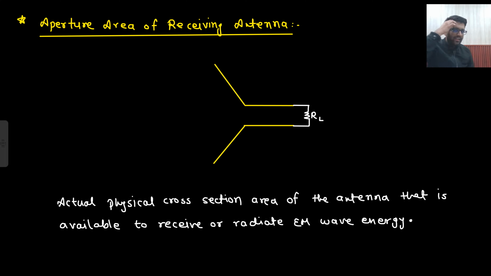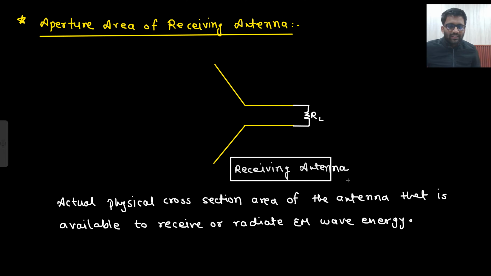So what do you mean by aperture area? This is your receiving antenna. Okay, whatever the spelling is, receive. I teach aptitude as well, so my vocab has to be strong. But in aptitude, I never teach vocab, I only teach the quantitative part. Okay, so this is the receiving antenna.